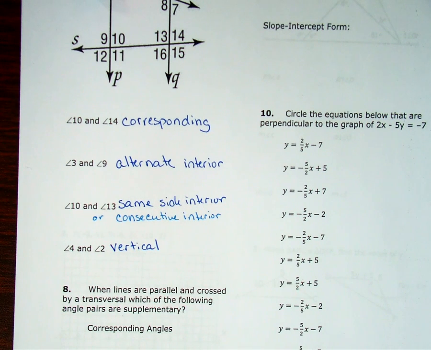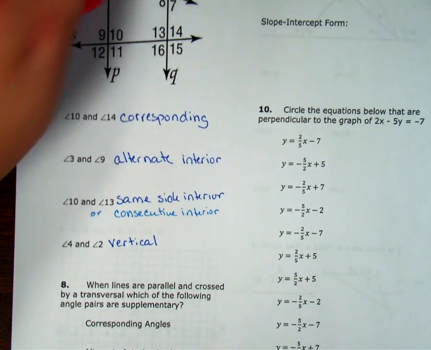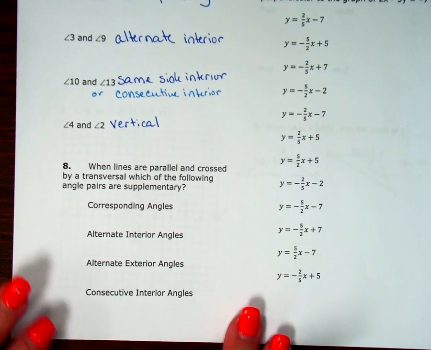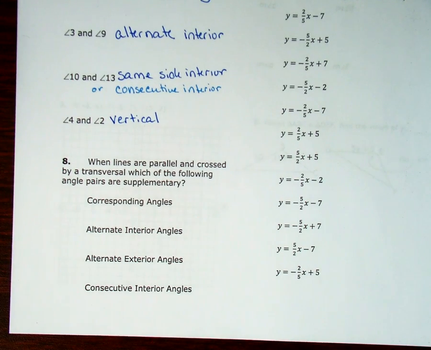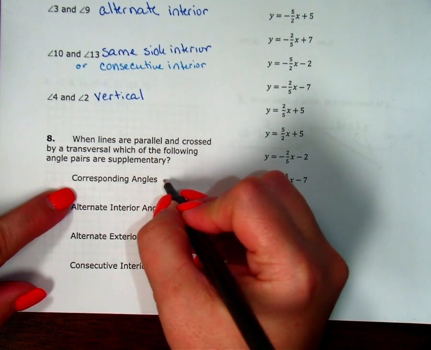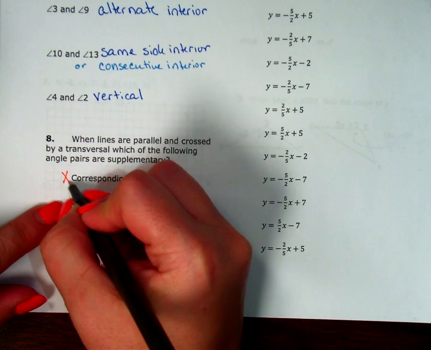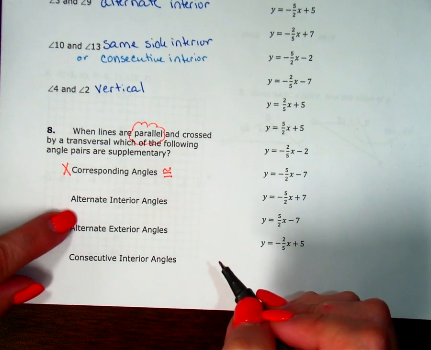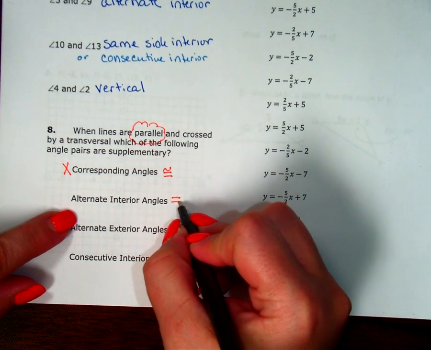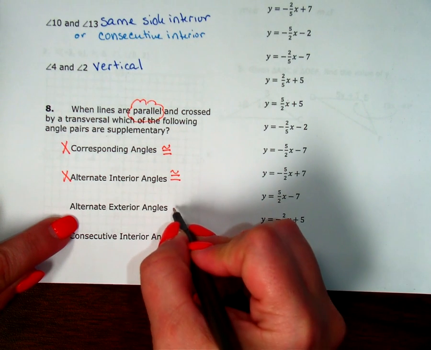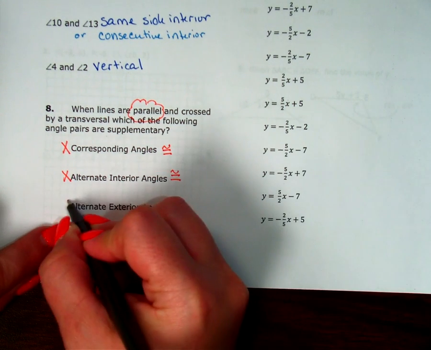Okay? All right, let's look at number 8. Number 8, when lines are parallel and crossed by a transversal, which of the following angle pairs are supplementary? Okay? Well, corresponding angles are congruent, so it's not that one. And again, this is only when lines are parallel. Alternate interior angles are congruent, so it's not this one. Alternate exterior angles are also congruent, so it's not this one.